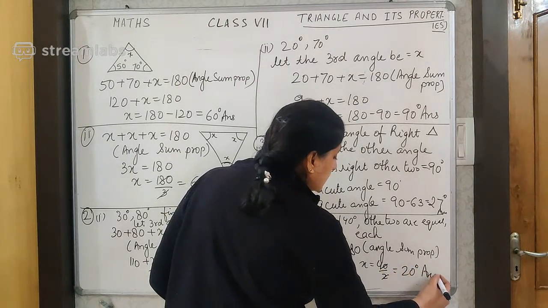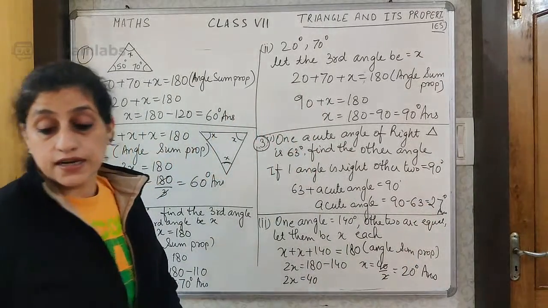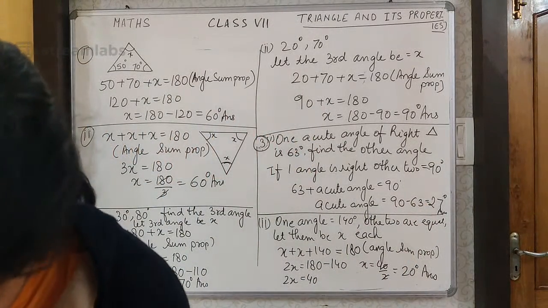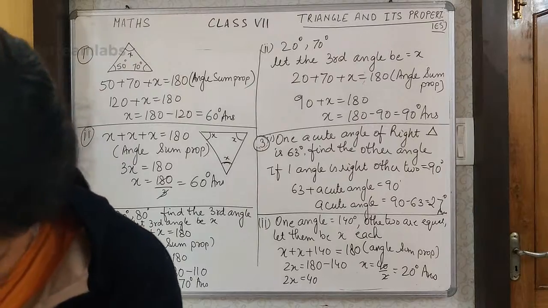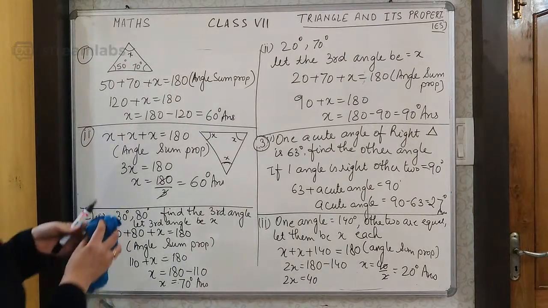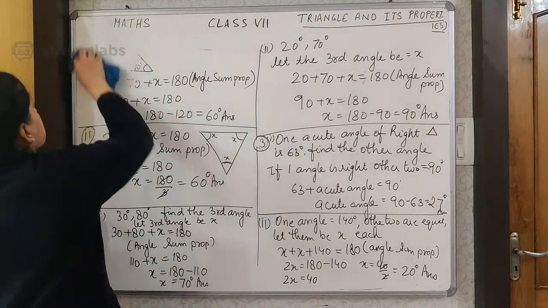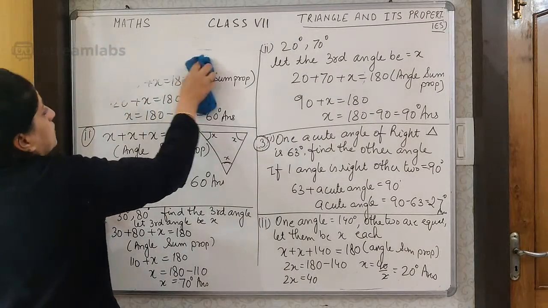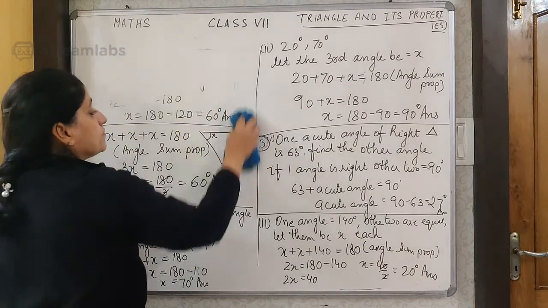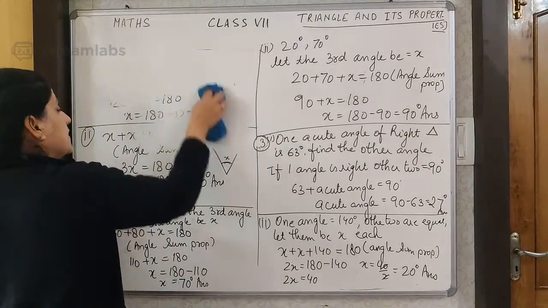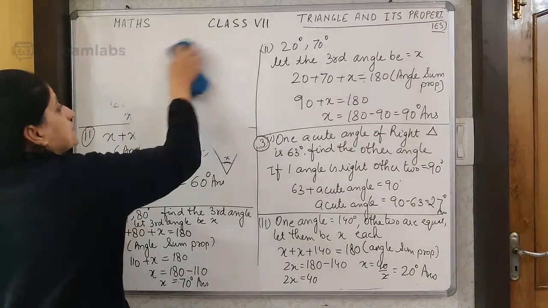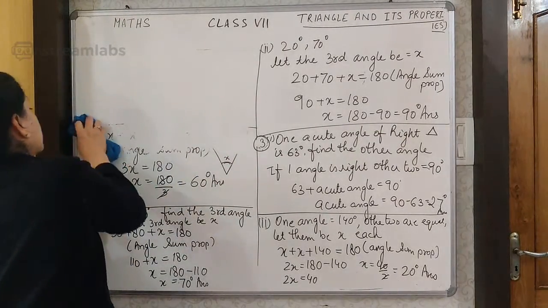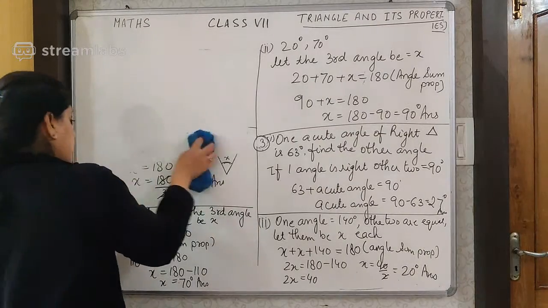So what are the other two angles? The other two angles are 20 degrees each. Yes children, are you getting it? Two more of this type we'll be doing in today's session, and then more of slightly complex level will be continuing in the next video.